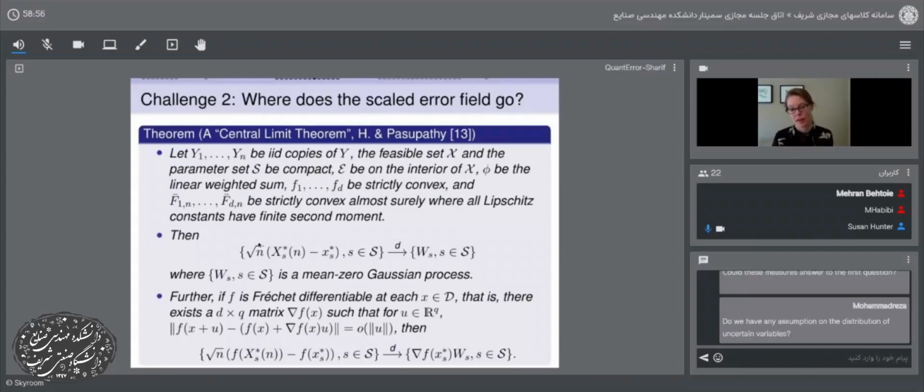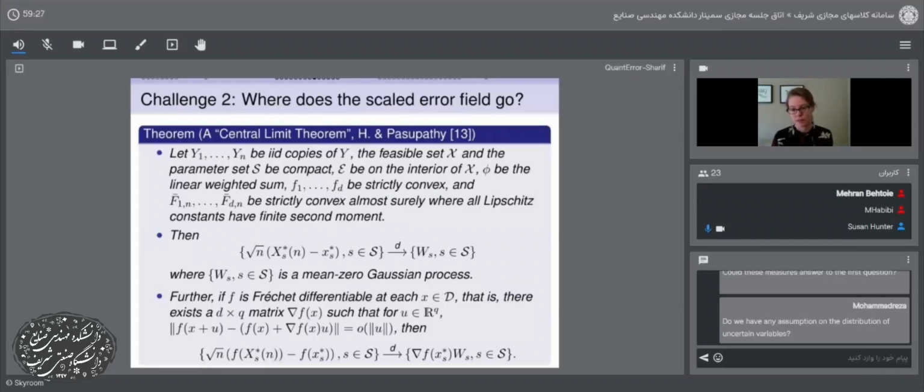So then we have that our scaled error field converges in distribution to a mean zero Gaussian process. And if f is Frechet differentiable, we have an analogous result in the objective space. Notice here that we've sort of skipped out the whole question of a variance parameter or a scalarizing variance. That is embedded in the right-hand side.